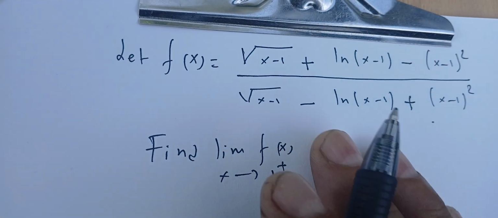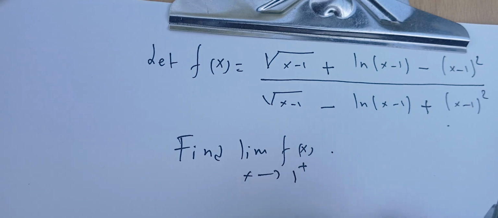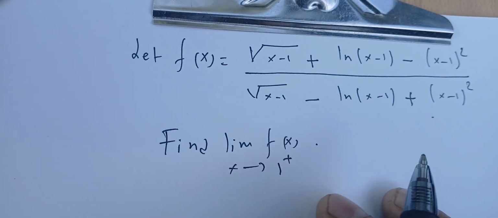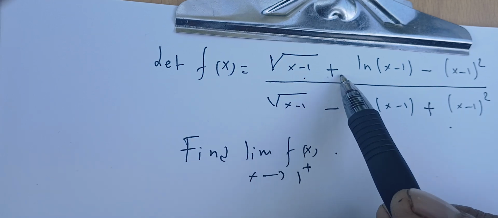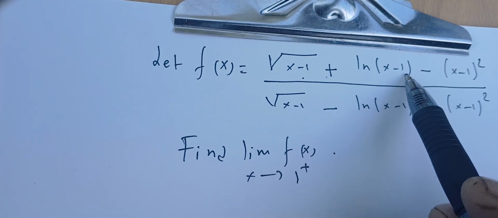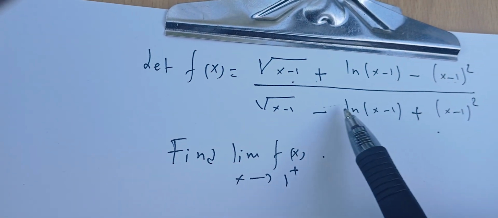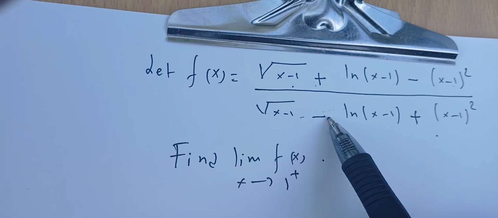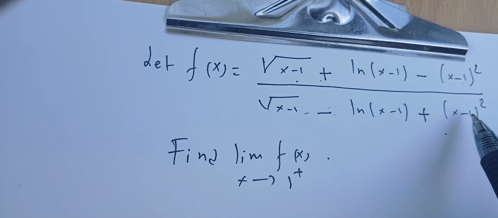Okay, now we're gonna try to find the limit of f of x as x goes to 1 from the right. So our function is defined by the square root of x minus 1 plus the natural log of x minus 1 minus x minus 1 squared over the square root of x minus 1 minus the natural log of x minus 1 plus x minus 1 squared.